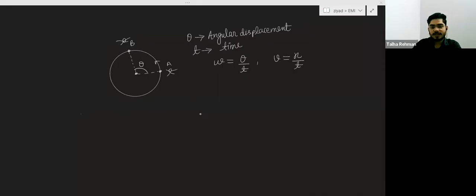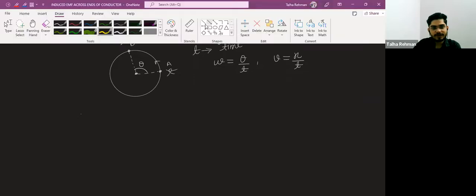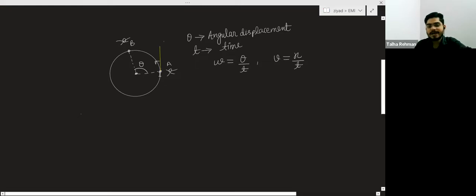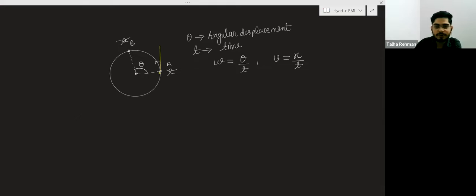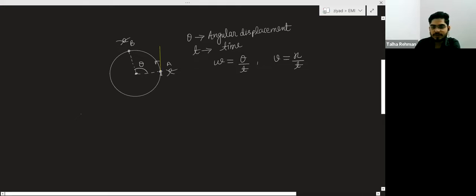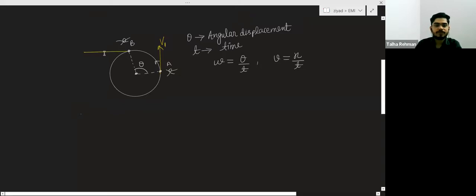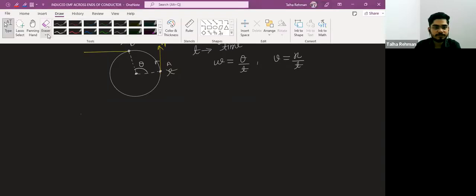And if you want to calculate the linear velocity, the linear velocity of all the points on the wire will be different. Suppose this is the case of a man moving on a circular path. If I want to find the direction of the linear velocity, the direction of linear velocity will be tangential. This is suppose v1, in this direction, tangential.